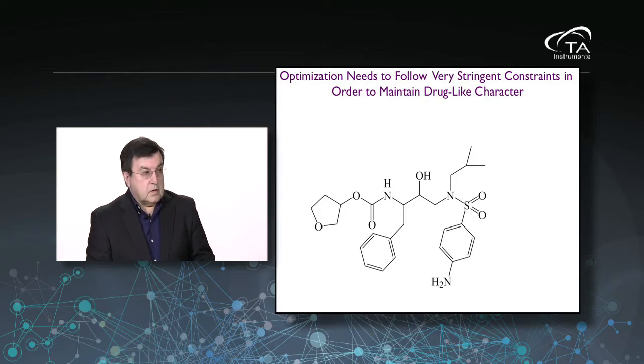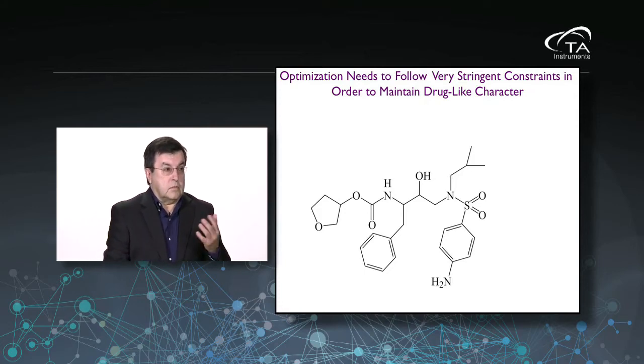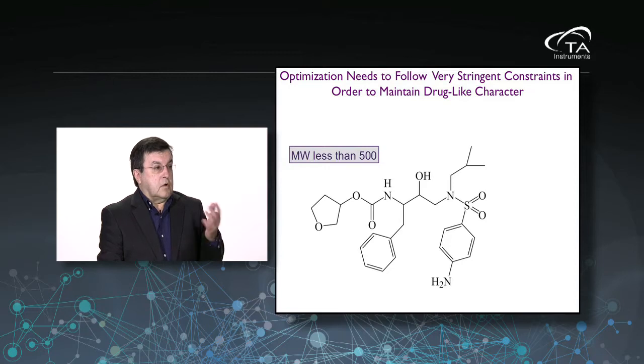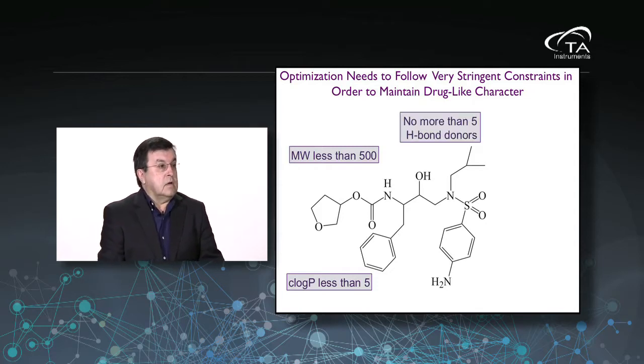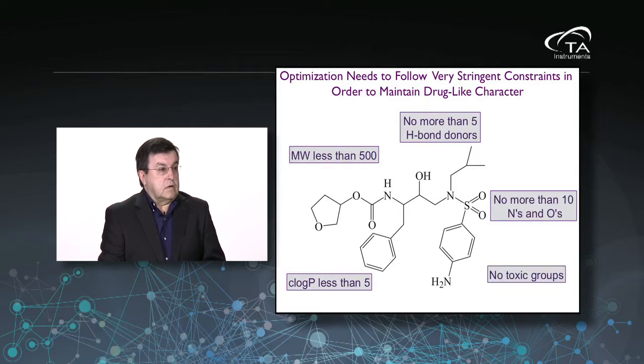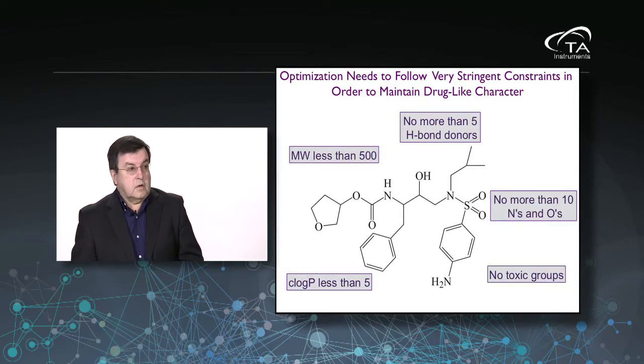For example, in order for a drug molecule to be orally bioavailable, the molecular weight has to be less than 500. The C-log-P, the hydrophobicity, cannot exceed a value of 5. No more than 5 hydrogen bond donors, no more than 10 hydrogen bond acceptors, and obviously no toxic groups. These are the famous Lipinski rules of 5 and have set the stage for the development of drug molecules nowadays.